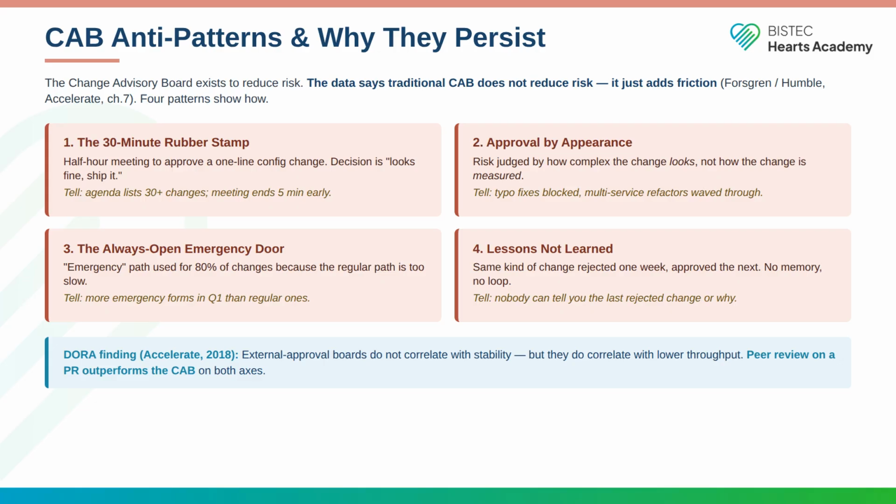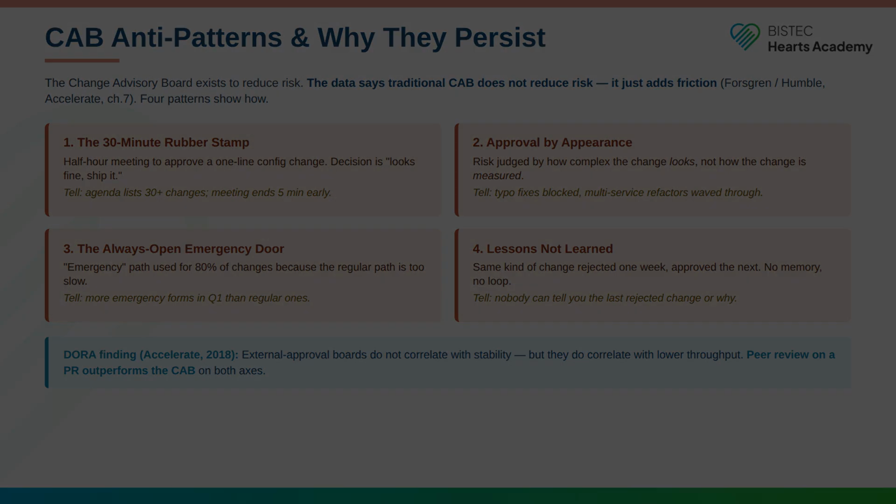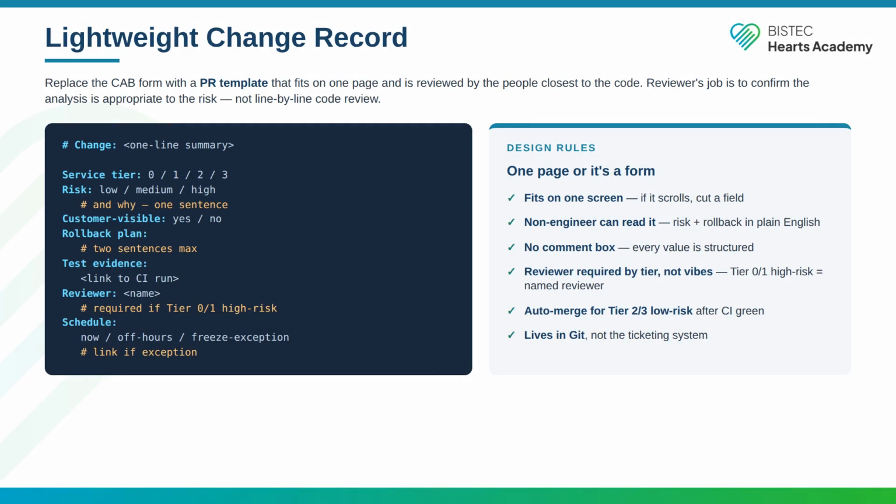The DORA finding is direct. External approval boards do not correlate with stability, but they do correlate with lower throughput. Peer review on a pull request outperforms the CAB on both axes for any change where the feedback loop is fast. The replacement for the CAB form is a PR template that fits on one page and is reviewed by the people closest to the code.